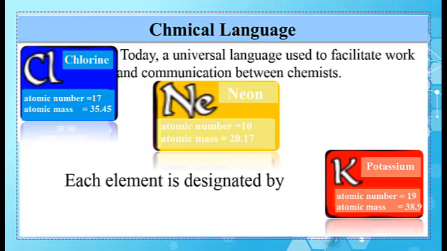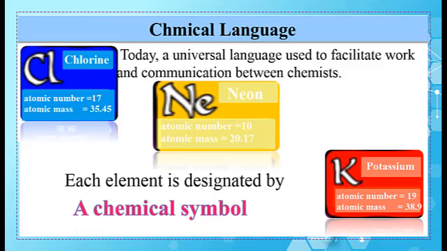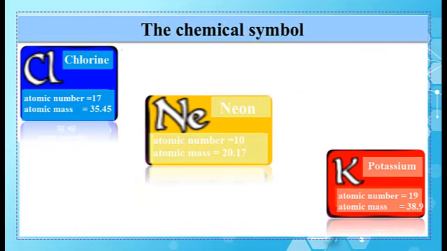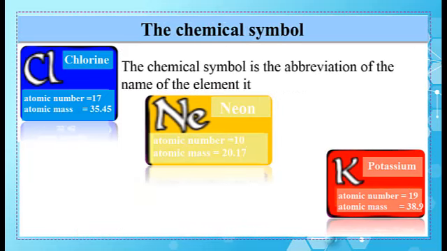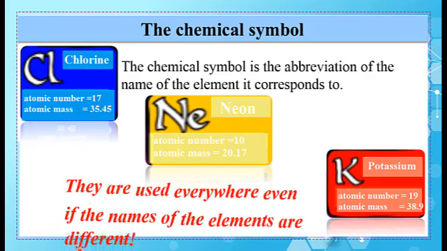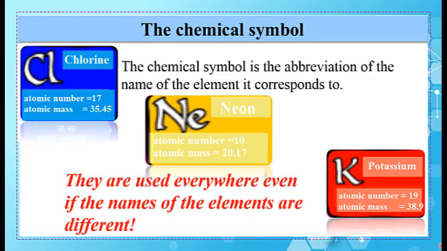Today, a universal language is used to facilitate work and communication between chemists. Each element is designated by a chemical symbol. The chemical symbol is the abbreviation of the name of the element it corresponds to. For example, Cl is the abbreviation for chlorine, Ne is the abbreviation for neon, and K is the abbreviation for potassium. They are used everywhere, even if the names of the elements are different. For example, Cl is the symbol for chlorine in all countries of the world.